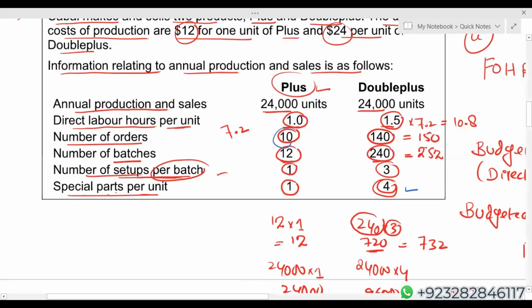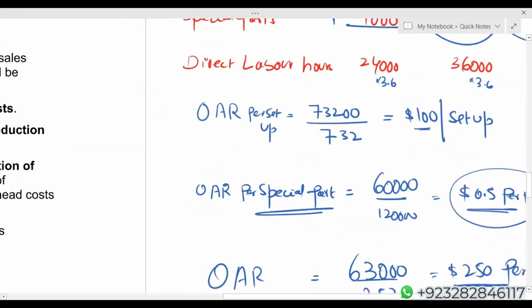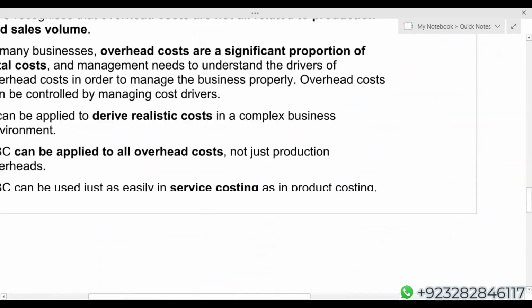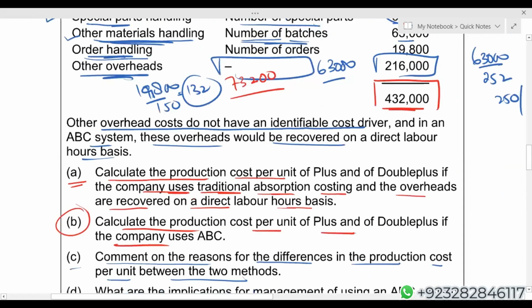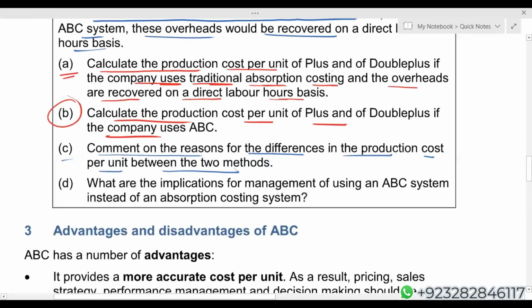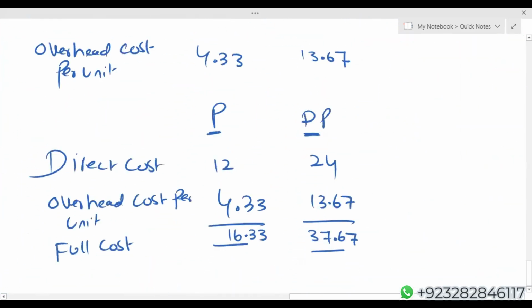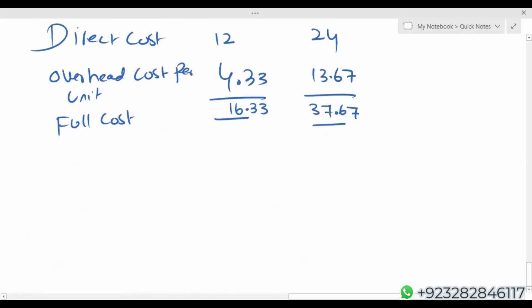So just let me deal with that. Okay, any other thing they've mentioned here? Calculate production cost per unit, we have calculated. Now, what else? Just a little comparison between absorption and ABC. Otherwise you have solved part B here, but just for the sake of understanding, nothing else, just to explain you.